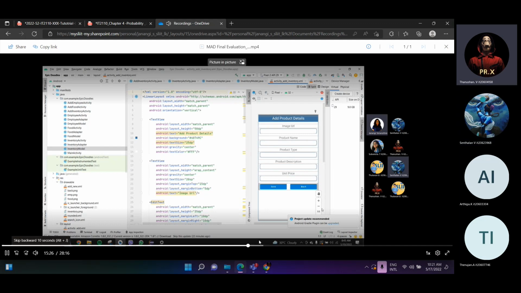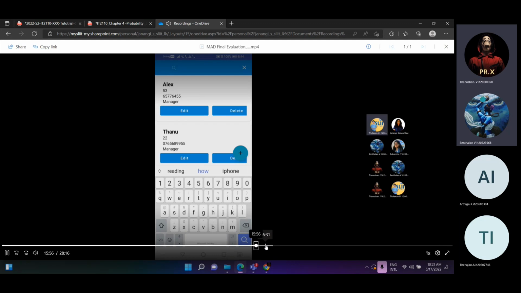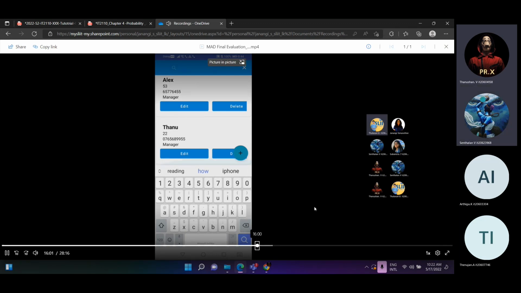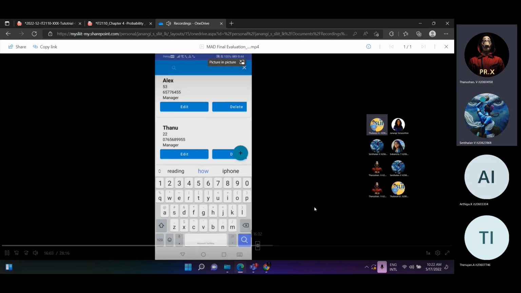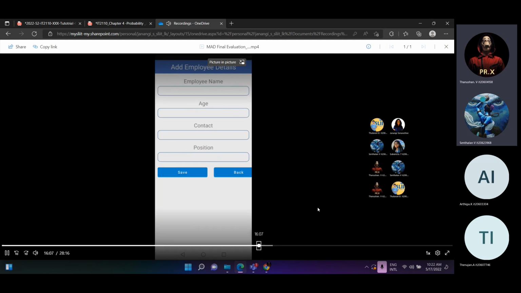Okay, go on. My part is employee management. Here I have already inserted two employee details. And if you wish to add new employee details, click this plus icon. Add employee details: employee name, age, contact person.